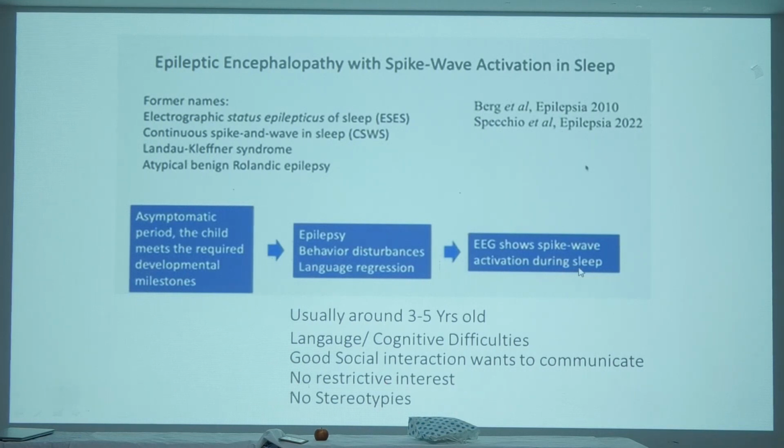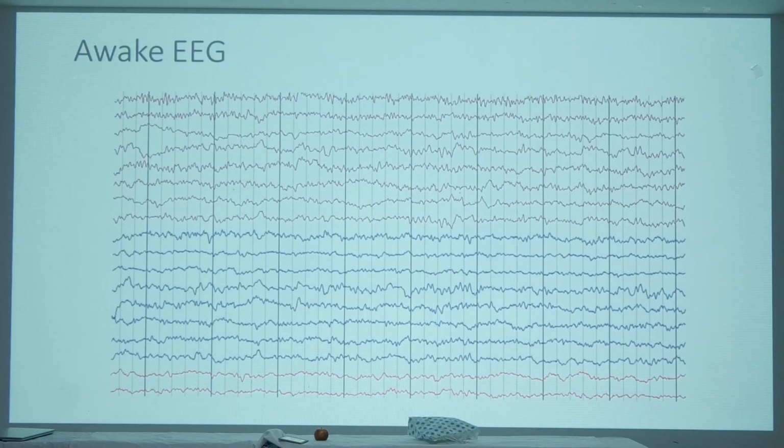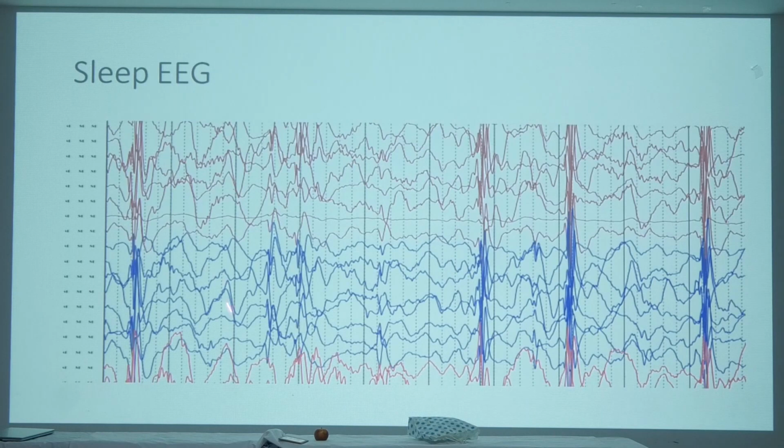So any child who is presenting after 3 years of age with autistic regression, we can do the EEG for looking for the continuous spike and wave discharges in the sleep. And this is the awake EEG of one of my patients. We suspected Landau-Kleffner syndrome. He presented with sudden behavioral changes, autistic regression. Awake EEG was totally normal, no spike and wave discharges. And as soon as the child goes into sleep, there are continuous spike and wave discharges. Throughout the EEG, all of the pages are like this in the sleep. So this is continuous spike and wave discharges in the sleep, electrographic status epilepticus in sleep, Landau-Kleffner syndrome.